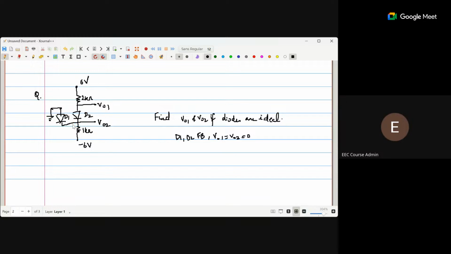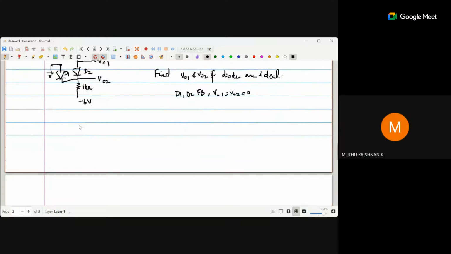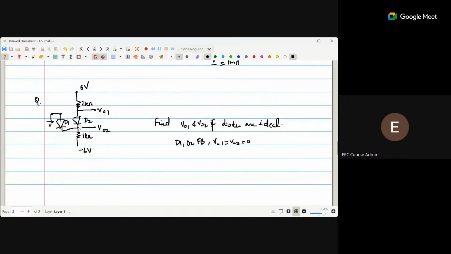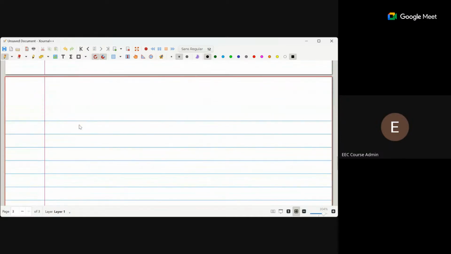How can you keep it aside if you have 0 volts here? What will be the status of D2? Yes, ma'am, forward bias, right? Yes, ma'am, correct. So both the diodes will conduct, right? Correct. So that will give you V01, V02 as 0. Okay, ma'am. Yes. So generally for this diode question, you just go with some assumption and then you decide ultimately. Yes, ma'am. So a few more questions you can try out.